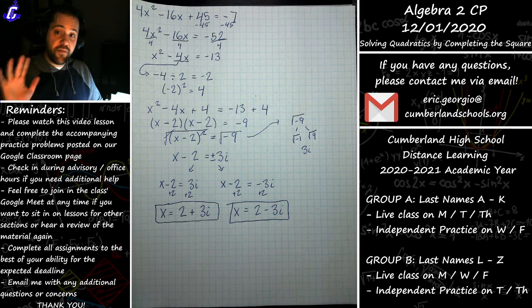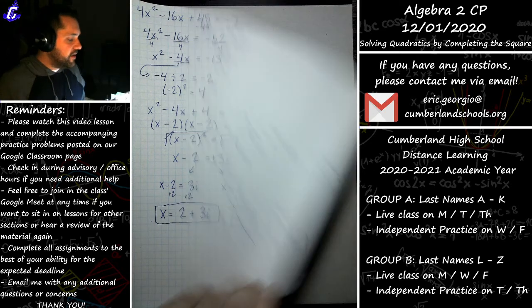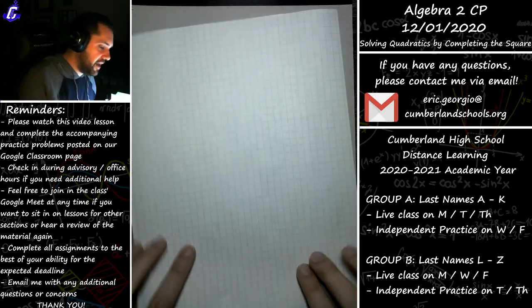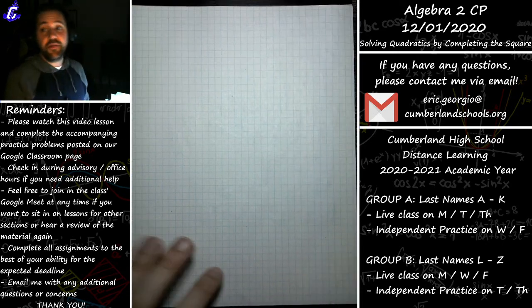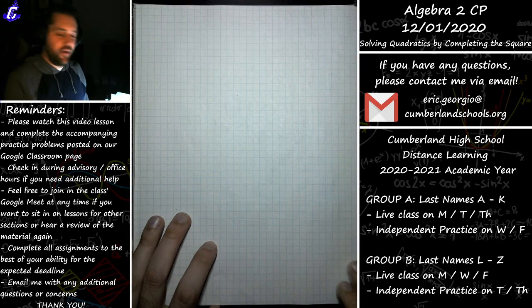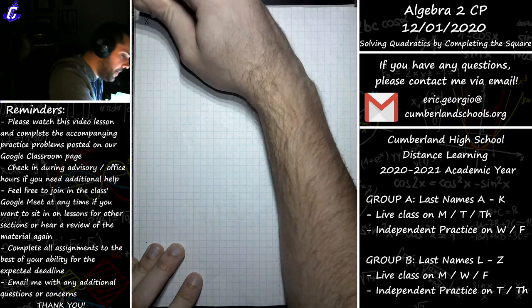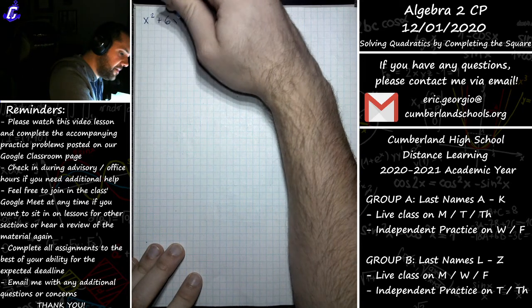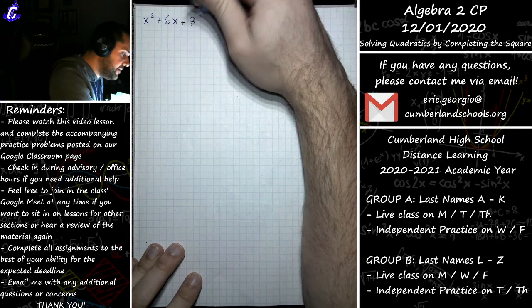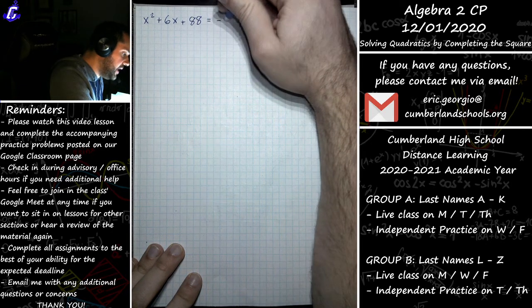Hopefully that was good. Hopefully that made sense. Let's do one more problem together, and then we'll be able to call it a day. All right, this one's going to have both i's and radicals showing up. Take a look. Let's do x squared plus 6x plus 88 is equal to negative 9.